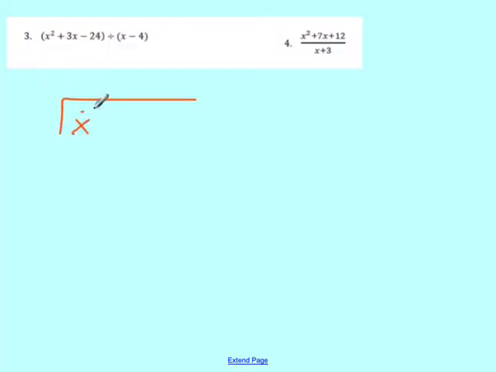Taking a look at number 3, let's set that up for long division. So we have x squared plus 3x minus 24, and that's going to be x minus 4 on the outside. So first thing I ask myself is what I need to multiply x by to get to x squared, and that's x. So I need to multiply each of these terms by x.